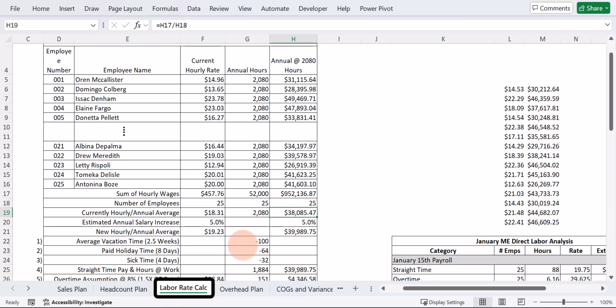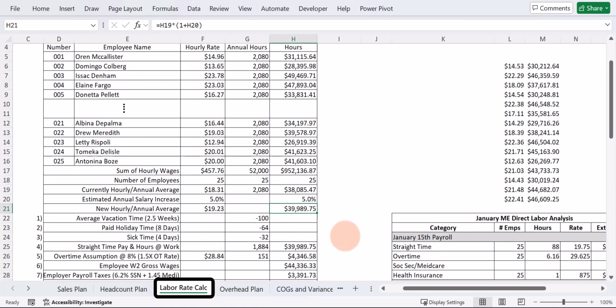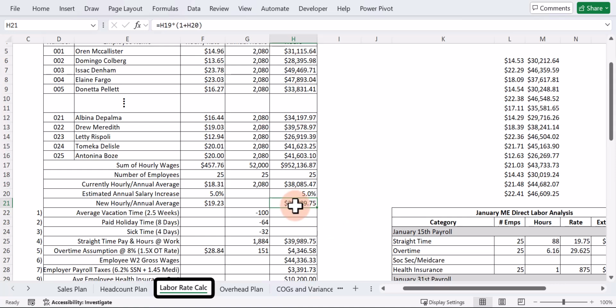And we're going to assume that for this coming year, we're going to give them all a 5% salary increase. So that gets us to $19.23 an hour, and then we can increase our straight time wages to just under $40,000.